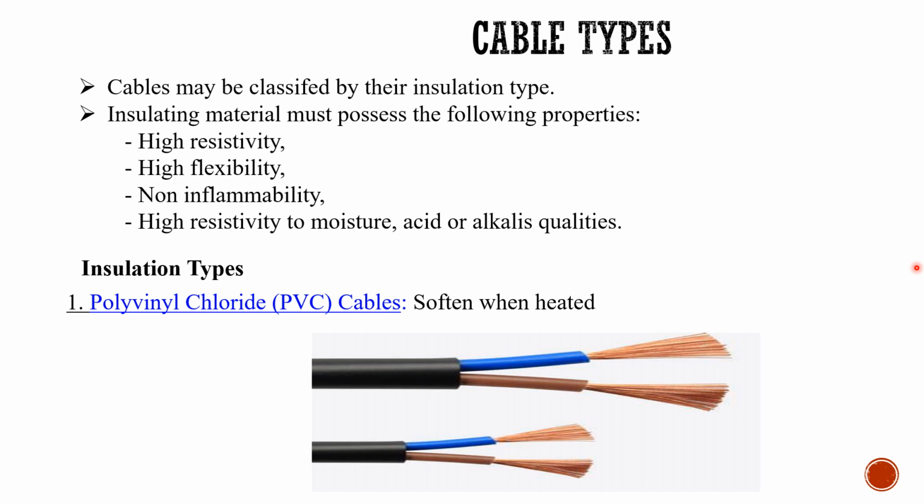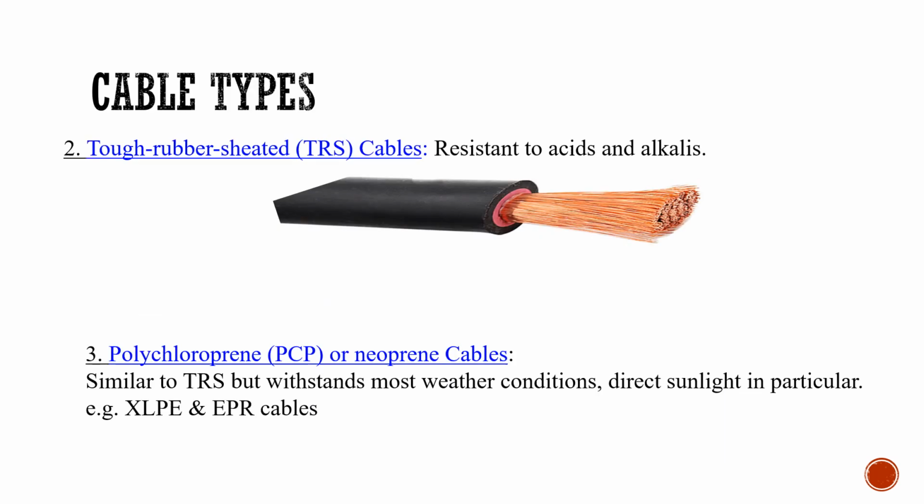Number one, we have polyvinyl chloride cable, which is PVC cable, often used. One thing to know about this cable is that PVC, when heated, can get soft, and if it is not the right current passing through the conductor, it can melt. Although today PVCs are treated, and most of them can withstand high temperature.